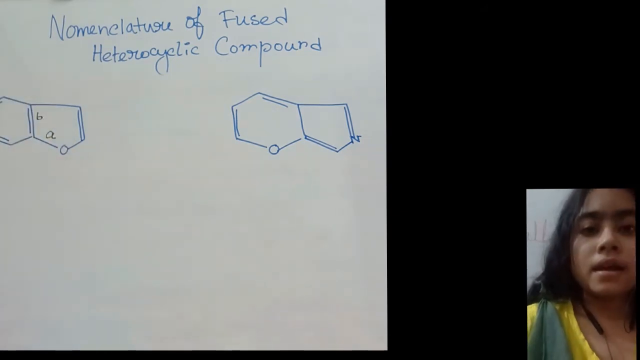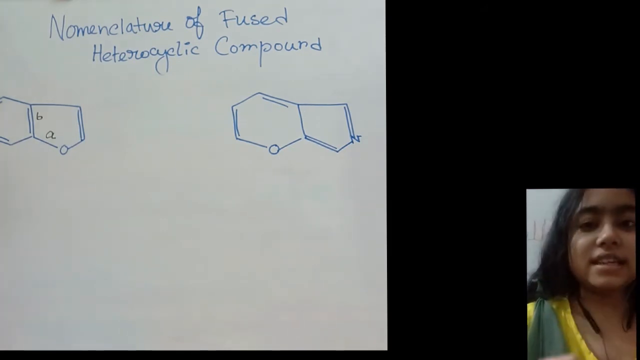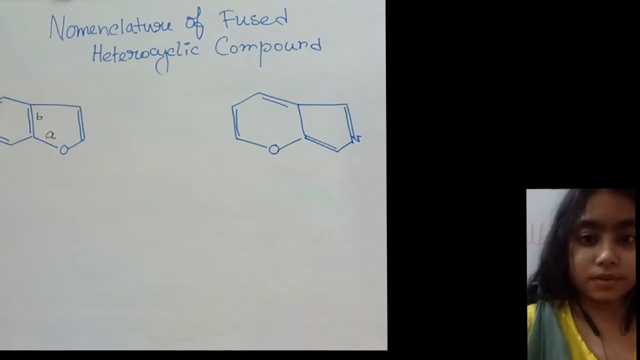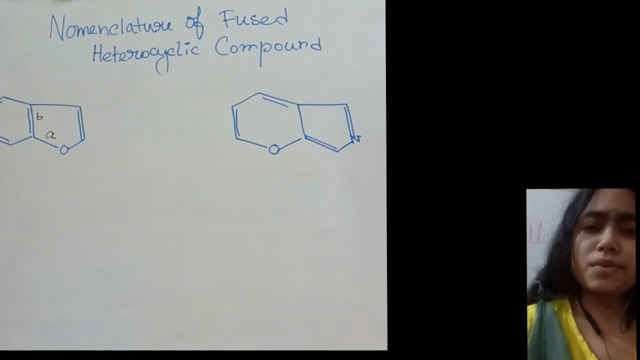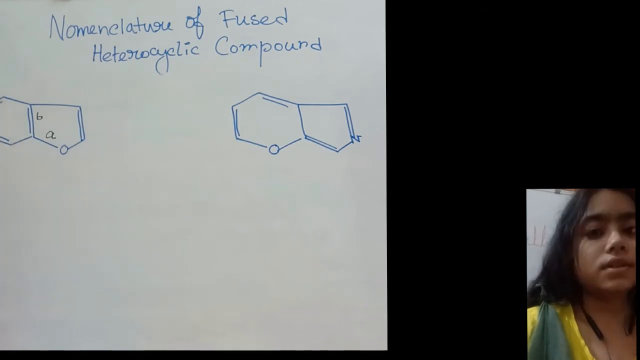Next we will do numbering. That other ring is our prefix, so we will do numbering on that. As there is no nitrogen, there is no need of numbering here. So we can write it by first putting the name of the prefix.